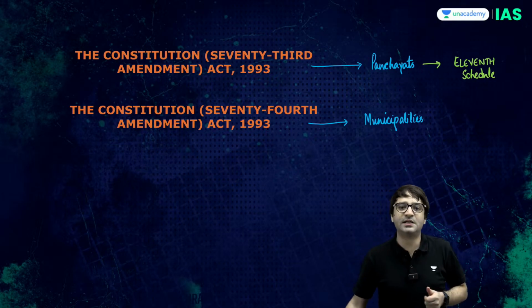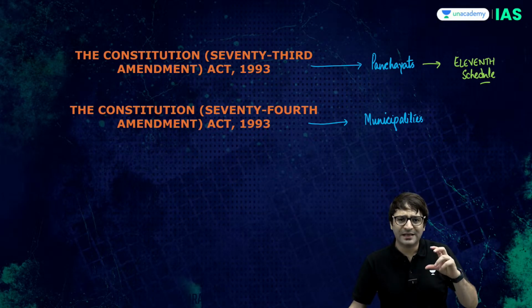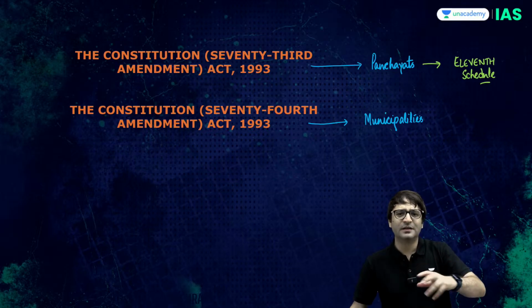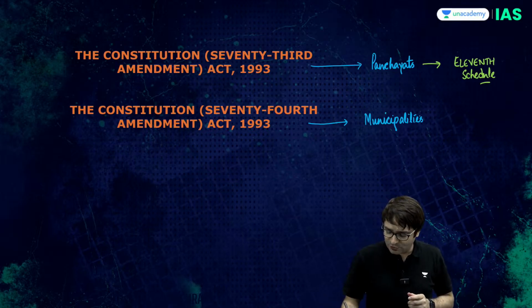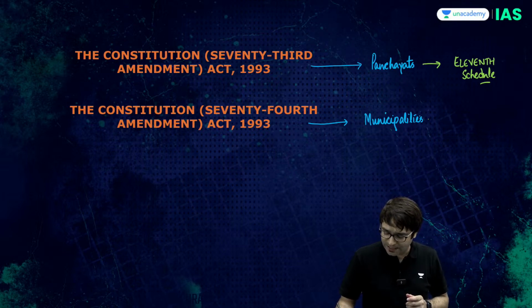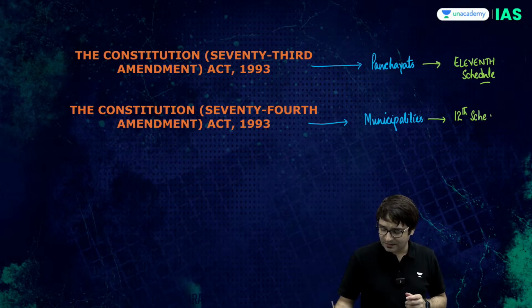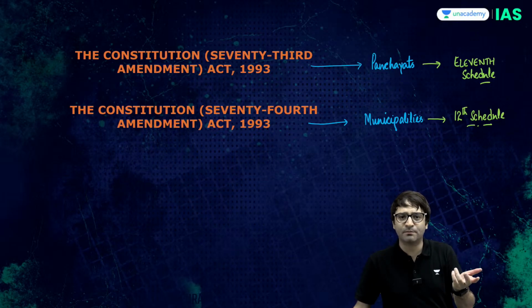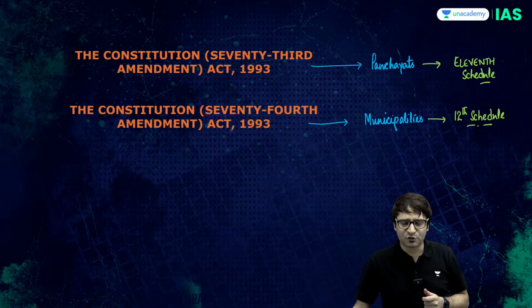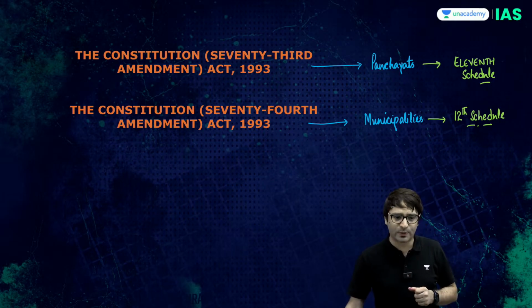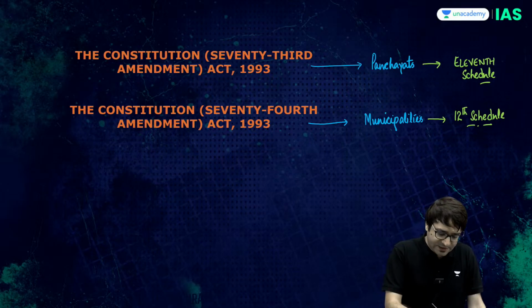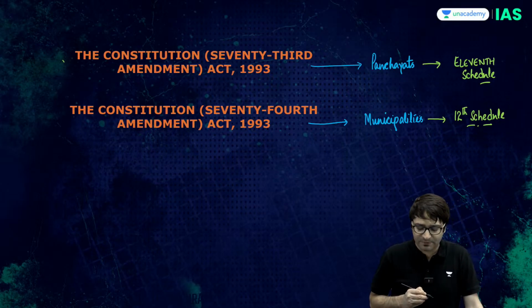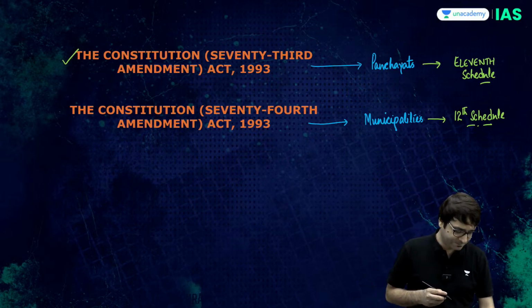For example, there are 29 items mentioned in the 11th Schedule, which talks about agriculture, rural development, and so forth. Similarly, in municipalities, the 12th Schedule got added, which talks about 18 functional items. These 18 items should normally be entrusted with the municipalities. For example, cattle ponds, burial grounds, and so on and so forth. All these items are mentioned in the 12th Schedule. Clear? So the 73rd Amendment deals with Panchayats, and the 74th Amendment 1993 deals with municipalities or urban local bodies.